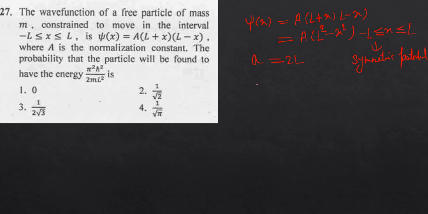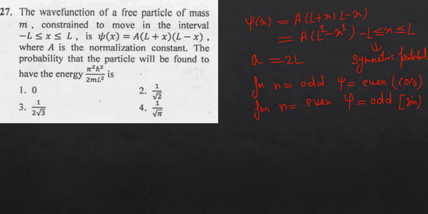So in symmetric potential, the wave function for n odd, means n is equal to 1, 3, 5, will be even, means in terms of cos. If n is even, then the wave function will be odd, means sine. Okay. Now these are all the information for the symmetric potential.